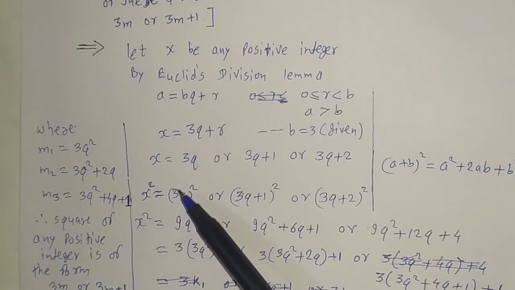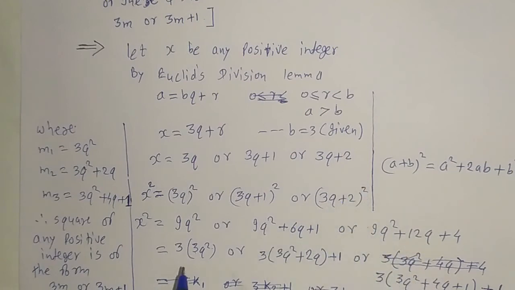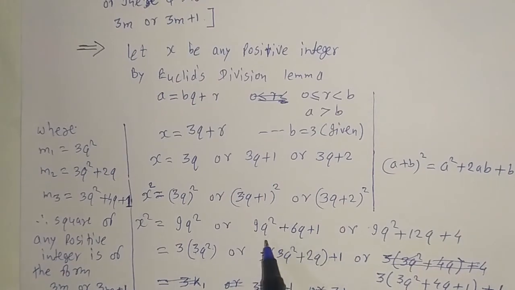So we have taken the square of both sides. x square equals 3q square, or 3q plus 1 square, or 3q plus 2 square. You have to write those squares in detailed form. Now take a common factor out of those equations. Here you can take 3 common. 3 into 3q square will be 9q square. 3 into 3q square plus 2q: if we take 3 common from these two terms, in the bracket we get 3q square, and if we take 3 common from this term, it will be 2q.